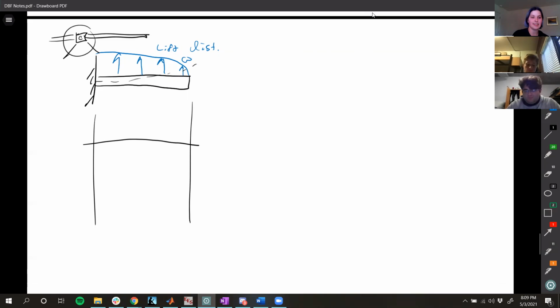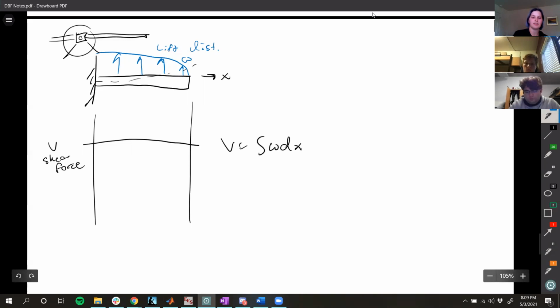Okay, so then you're gonna get your shear force, and we call that V. And that is gonna be the integral of, and I'm gonna call this X, so that's the integral of the distribution dx. I'm really bad at math, so I have no idea what that's gonna look like.